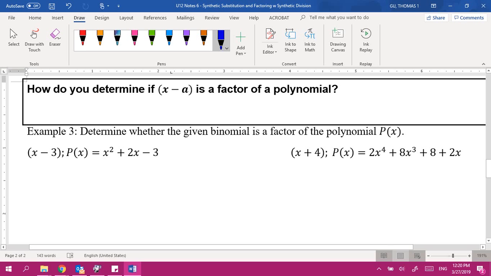How do we determine if x minus a is a factor of a polynomial? So a factor means that it divides evenly. Does anybody know how I would determine if x minus a is a factor of a polynomial? It has to do with the remainder after you divide. That is correct, Lynn. It is when the remainder is 0.